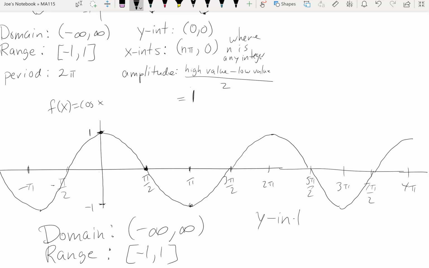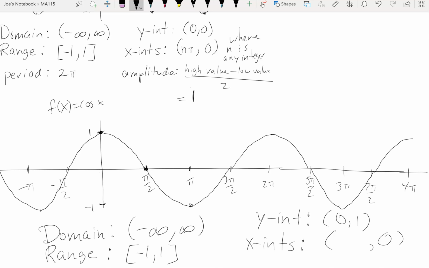Y-intercept? Yeah, it's the point (0, 1), right? X-intercepts are a little trickier to write. Well, certainly the y-coordinate for any x-intercept is what? 0? All right, so let's look at these for the x-intercept.